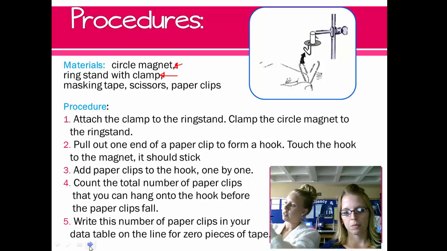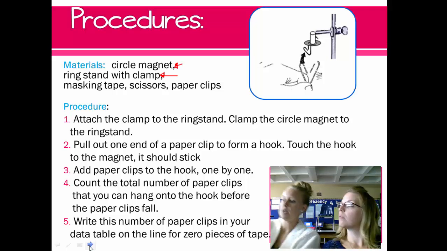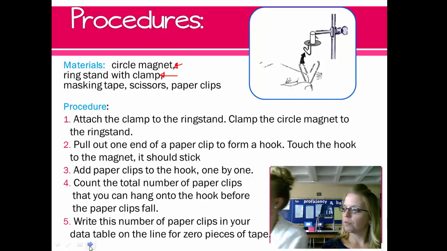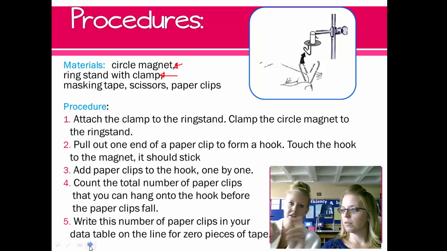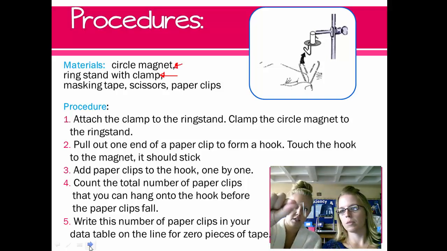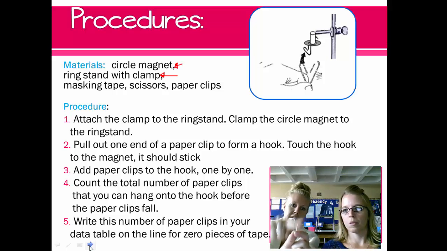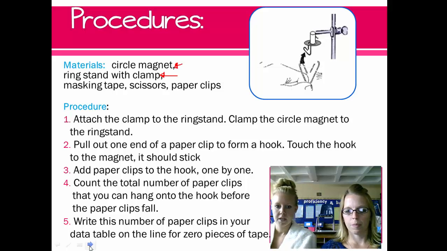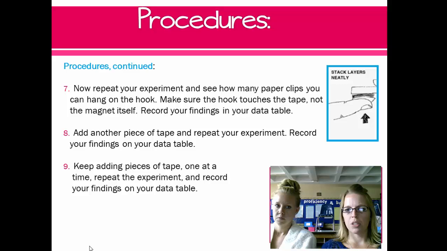Oh, yeah, let's take a look at the paper clip that you need to make sure that you have. You'll take a normal paper clip and turn it so that it has a hook. That's where you'll hang all your paper clips. This part will sit flush with the magnet. You can hang all your paper clips onto this one. Okay? So here are the procedures. Continue on.